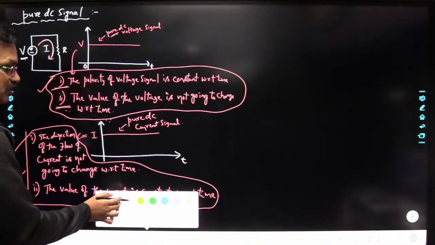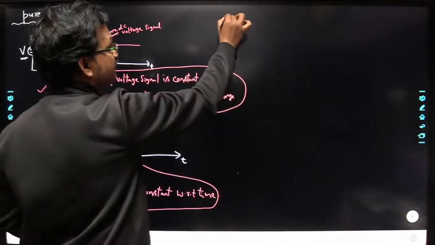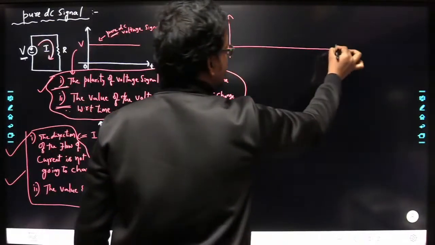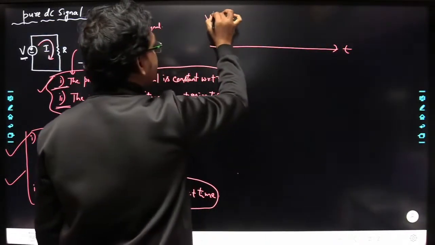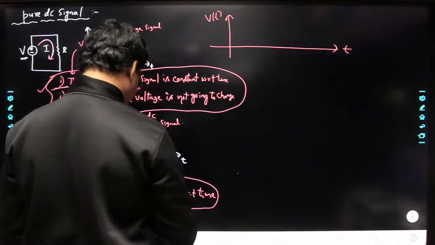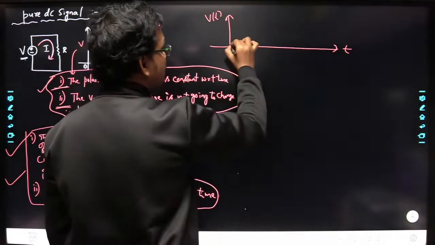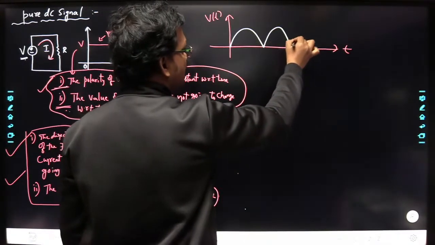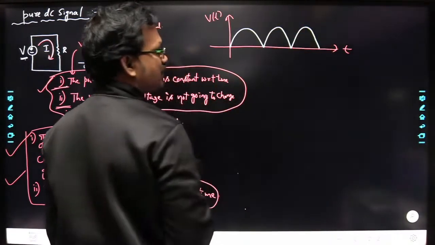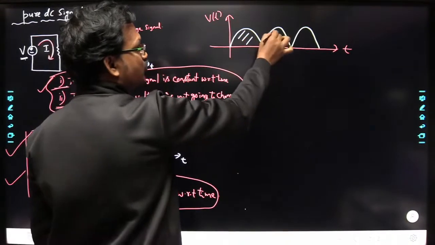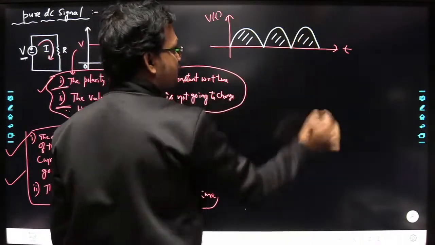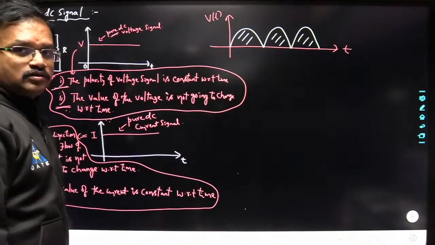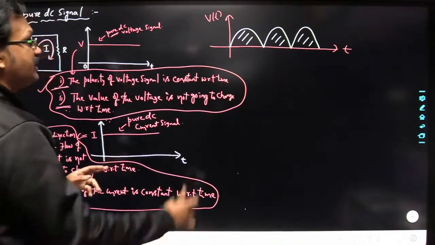See here, if I consider a voltage signal, let us say this is time t, and this is the voltage signal V of t. Now if I consider the voltage signal like this, can I say this is a pure DC signal? No. Why?